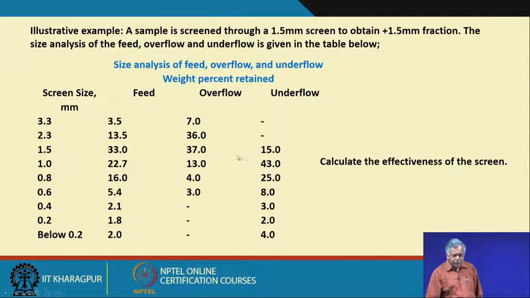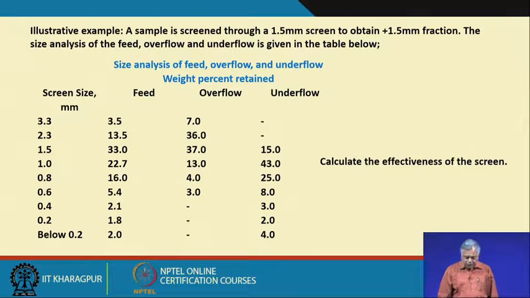The overflow fraction, whatever you have collected, you have done size analysis with the identical sieves and you have got these numbers. Now, in the underflow also you have done the size analysis with the identical sieves and you got these numbers. You see that in the overflow fraction you do not have much of finer fraction below 0.6 millimeter, and you see that in the underflow fraction you do not have much of coarser material than 1.5 millimeter.